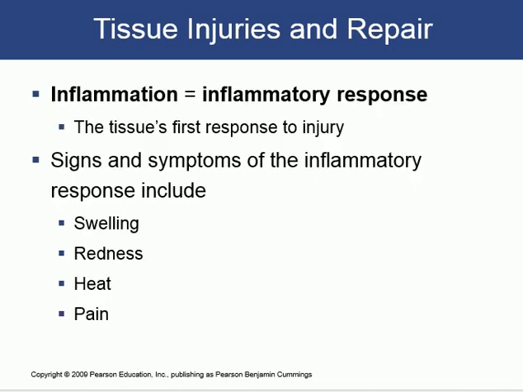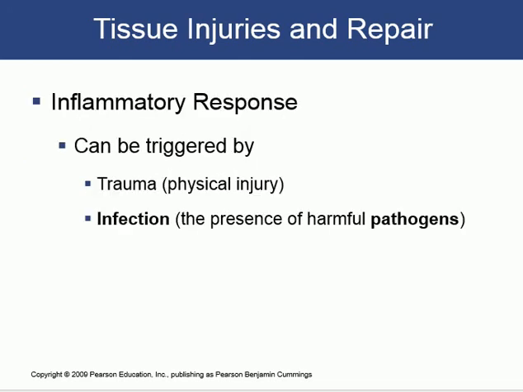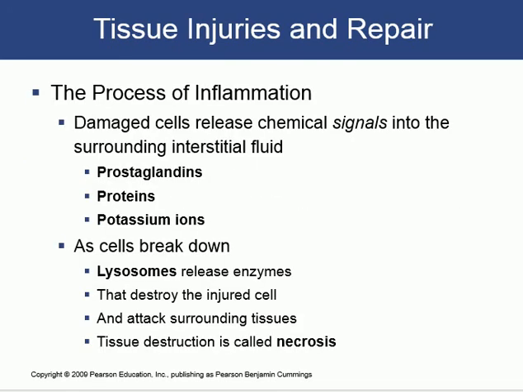And cardinal signs of inflammation, important. What are the cardinal signs that you can figure it out on your own? Just remember the last time that you had inflammation, and what did you have? And these three substances that are released in response to injury to elicit the inflammation process: prostaglandin, protein, and potassium ions.